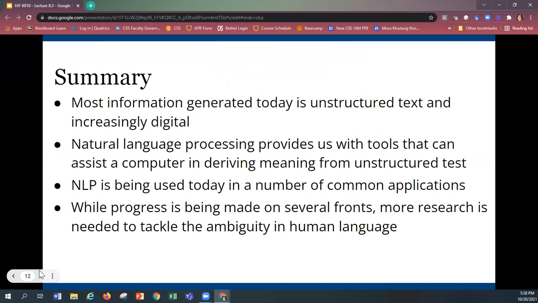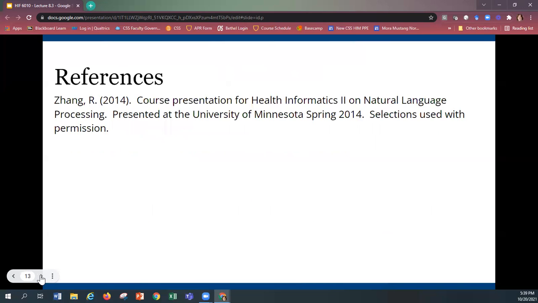So in summary, most information generated today is unstructured text and increasingly digital. NLP provides us with tools that can assist a computer in deriving meaning from unstructured text. It says test, but it should say text. NLP is being used today in a number of common applications, and while progress is being made on several fronts, more research is definitely needed to tackle the ambiguity in human language. All right, there you go.